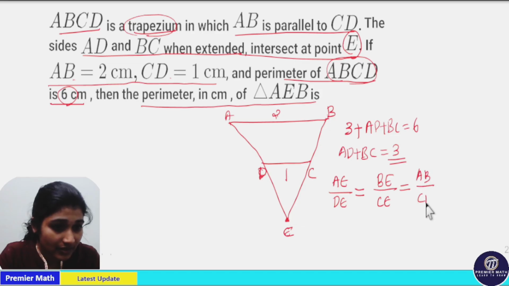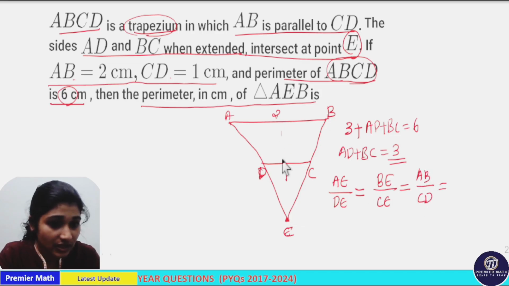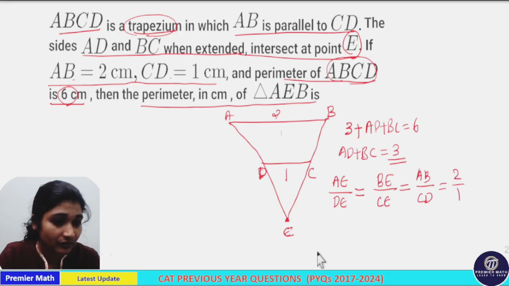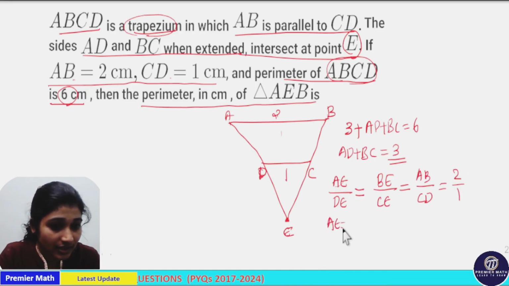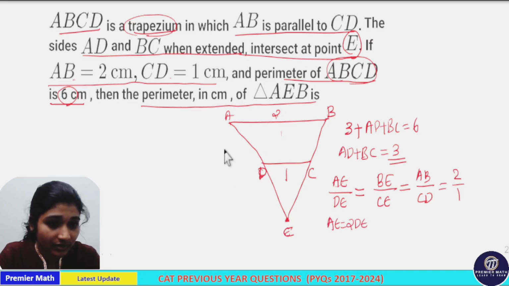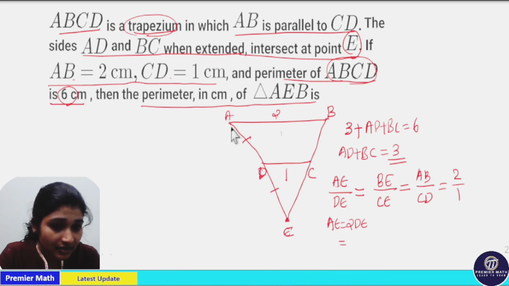AB by CD is in the ratio of 2:1. Now from this, AE is equal to 2DE. AE is 2DE means both AD and DE are equal. Then I can write it as AE is equal to 2AD.